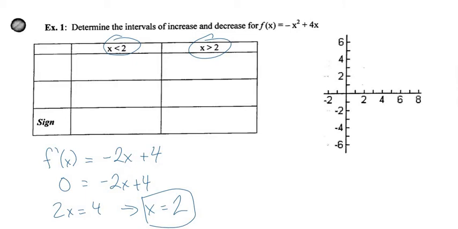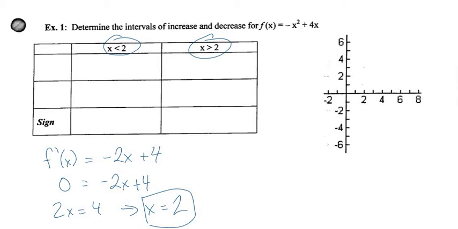So we know that to the left of 2, everything's going to be increasing or decreasing. And to the right of 2, everything's going to be either increasing or decreasing, but it's going to be consistent along that line because we know that that's the point where we have our derivative that's equal to 0.